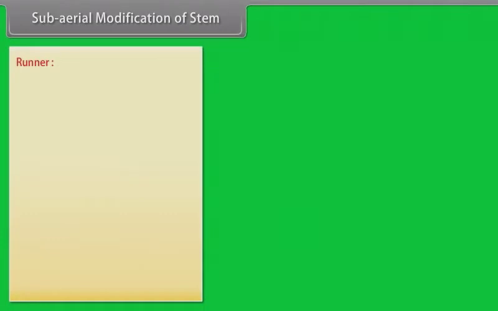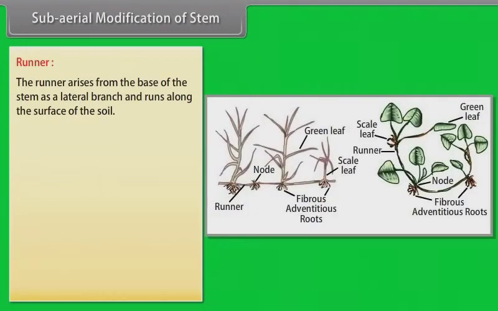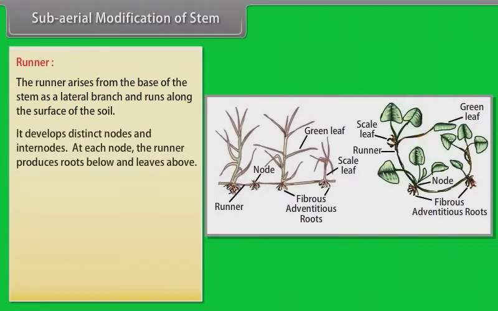Runner. The runner rises from the base of the stem as a lateral branch and runs along the surface of the soil. It develops distinct nodes and internodes. At each node, the runner produces roots below and leaves above.